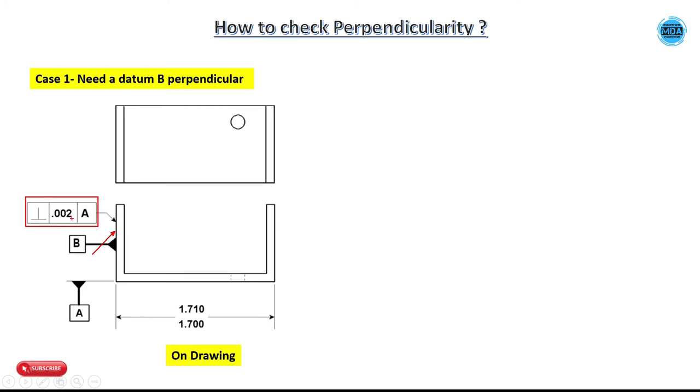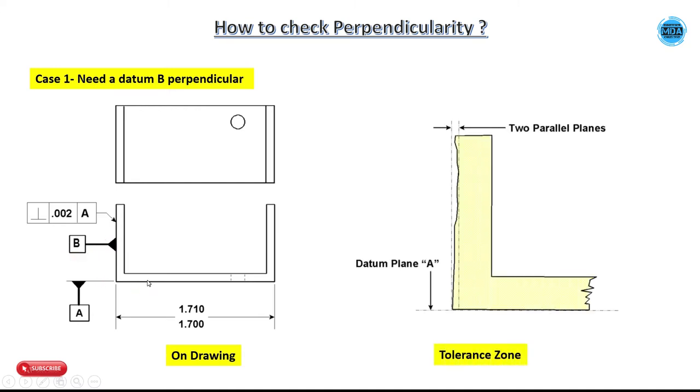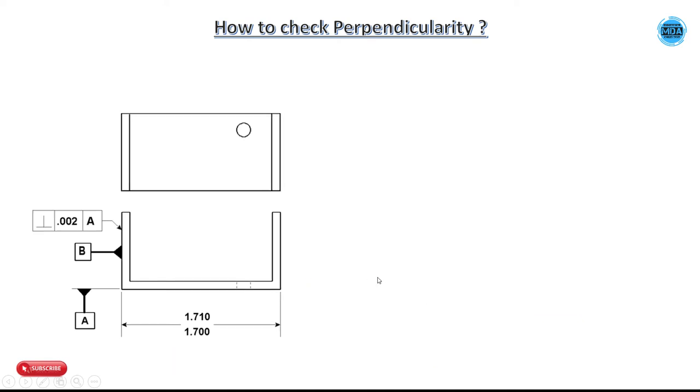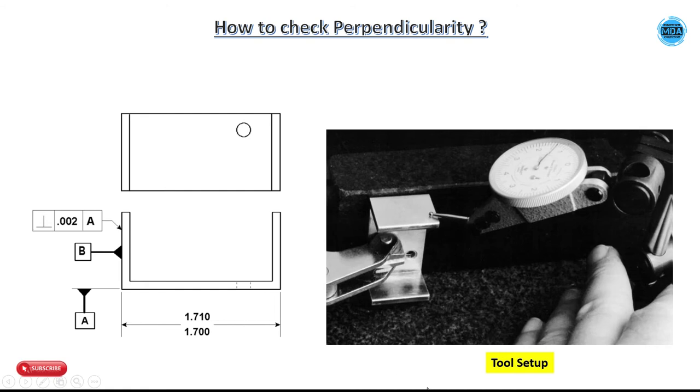After that, I will take this surface as datum B. So it will form a two parallel plane tolerance zone, as you can see in this picture, forming two parallel plane tolerance zone. This is nothing but the thickness, 0.002.